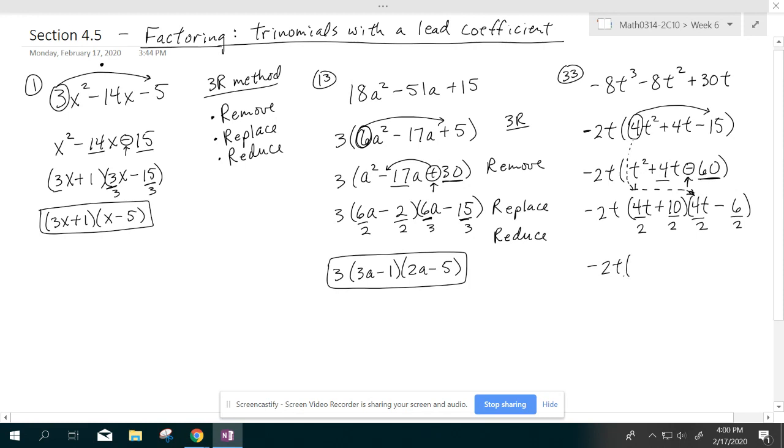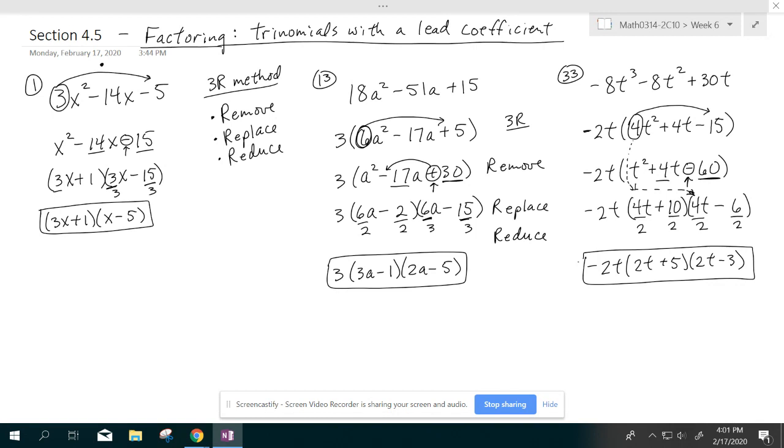And did y'all also notice that the negative 2t that I factored out at the very beginning has to ride all the way down? Don't drop the negative 2t off on the way. 2t plus 5, 2t minus 3. And then if I wanted to, I can multiply all of that out, and I should get the original problem.